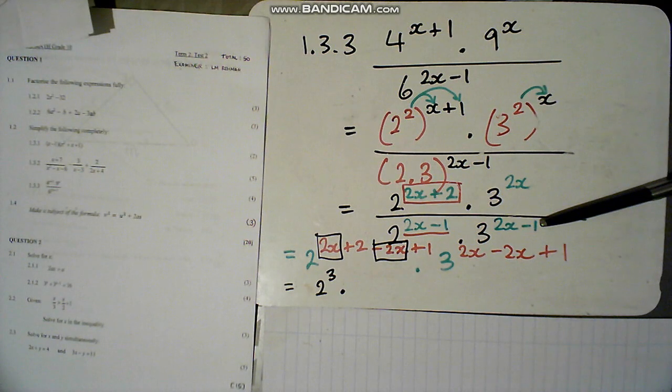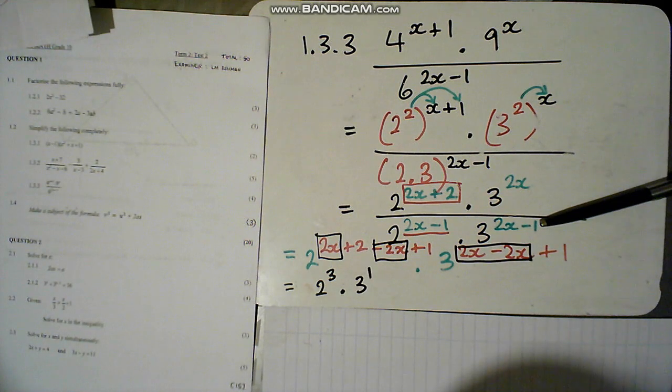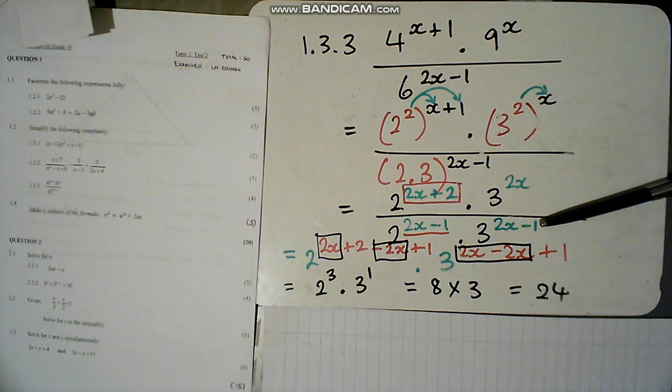Plus 2x minus 2x will result in 0. 2 plus 1 is 3. And now we got the 3's. 2x minus 2x will give us 0. And we left the 3 to the 1. The answer 2 to the 3 on our calculator will give us 8. Times 3 will give us 24. And so that's our final answer.